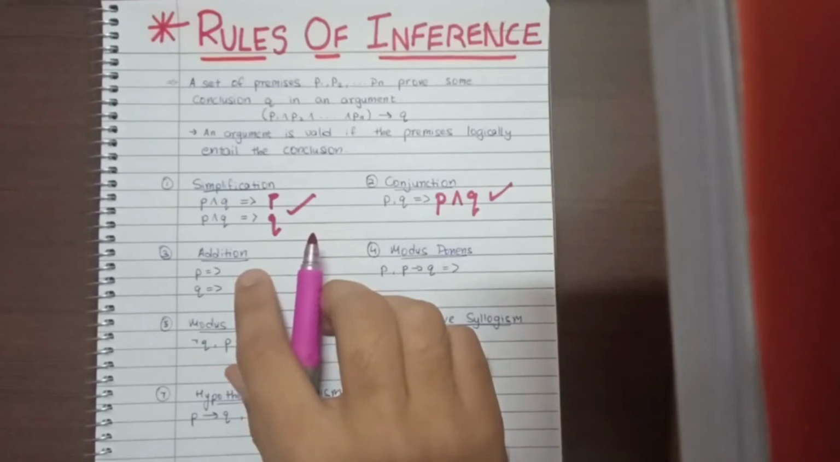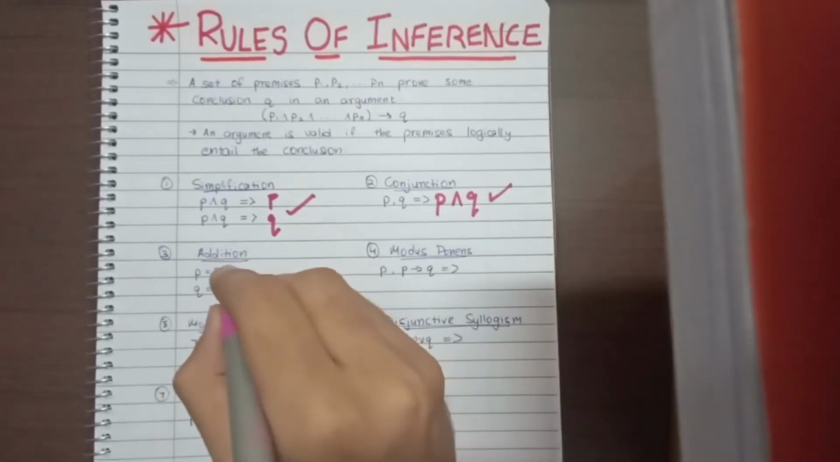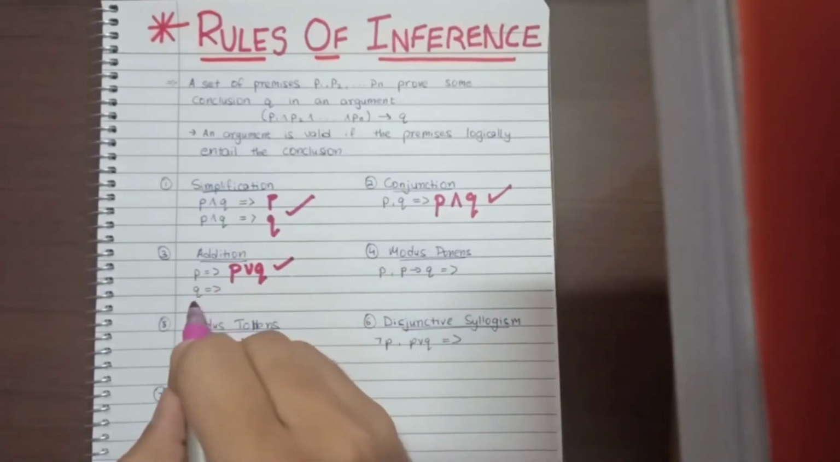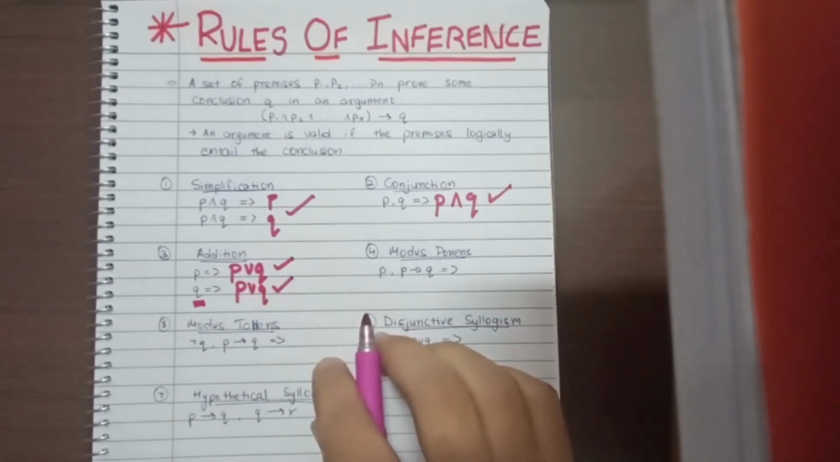The third rule is the addition rule. Here, if we know that P is true, then we can conclude that P or Q will also be true. Similarly, if we know that Q is true, then we can conclude that P or Q will again be true.